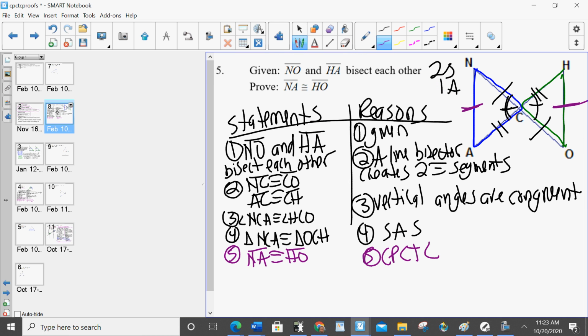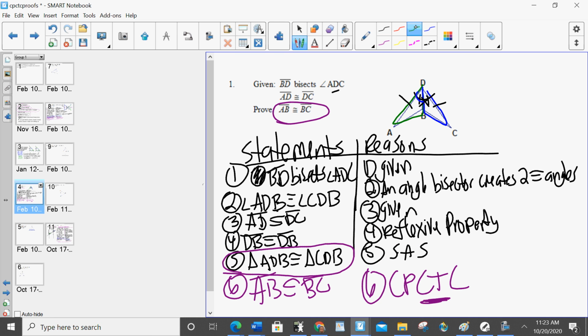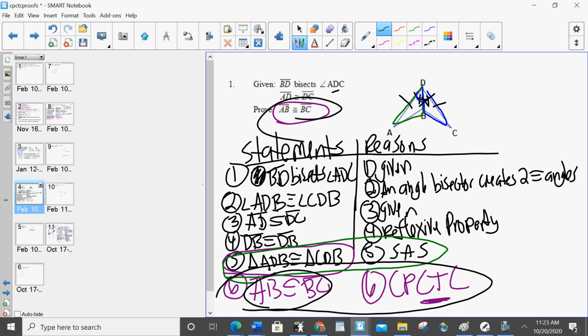Look at the other examples we did. We're always stating the triangles are congruent, and then after that, what they want us to prove, CPCTC. It's going to always end the same way. The second to last step is going to be the triangles are congruent, and then you're going to state what they want you to prove, CPCTC.